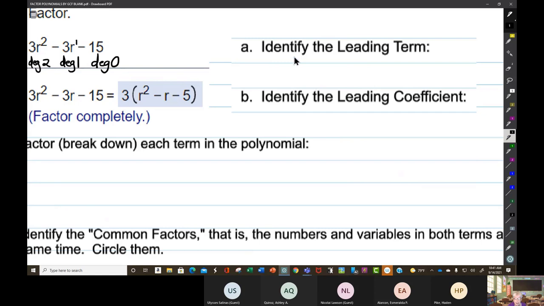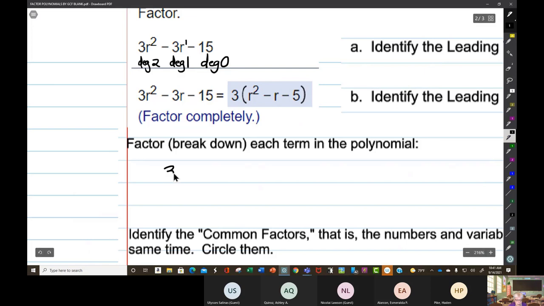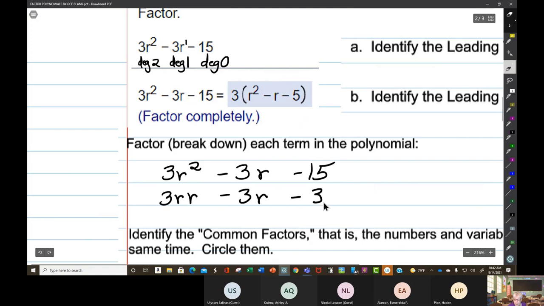Almost. Okay, the leading term is the highest degree term. 3r squared. The leading coefficient is 3. Now I'm going to break down each term into its component parts. 3r squared minus 3r minus 15 is going to be 3 times r times r minus 3 times r minus 3 times 5.